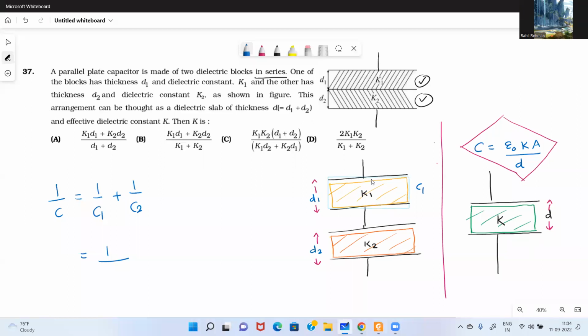Epsilon naught K1 A by D1. So epsilon naught K1 A divided by D1, correct? Yes, sir. The D1 divided, shall I bring the D1 to the top? Yes, sir. Similarly, what is it going to be for the next one? D2 by epsilon naught K2 A. A is same.